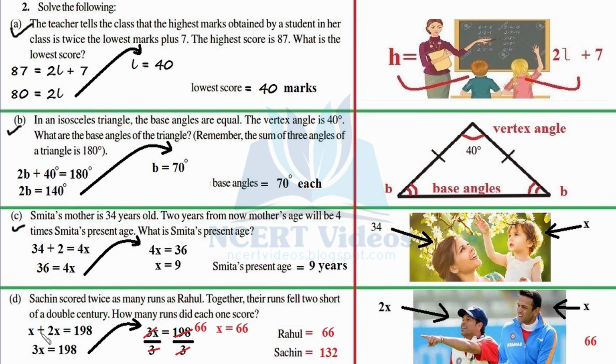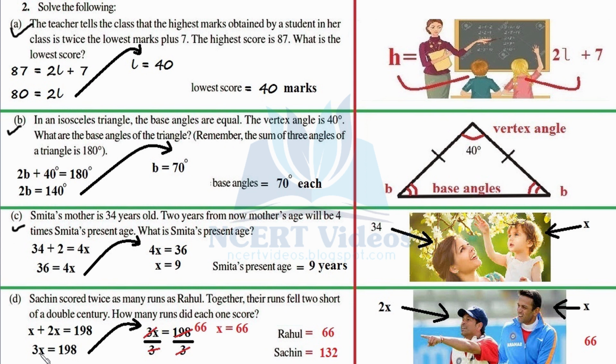So x plus 2x adds up because it says together. Together means addition. Their runs fell 2 short of a double century. What is a double century? It is 200. Single century is 100. 200 minus 2 will be 198. Therefore, this equation came: x plus 2x is 3x equals 198.